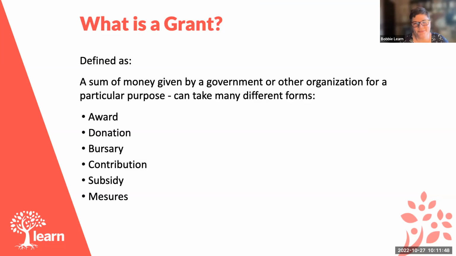So what is a grant? A grant is a sum of money that is given by a government or a charitable organization, a foundation. It could be a company. It could even be a specialized grant-making institution, usually given to an individual or an entity, like a school, for a specific purpose that is usually linked to a public benefit. It could take all those forms. It could be an award, a donation, a bursary, but unlike a loan, grants do not get paid back.